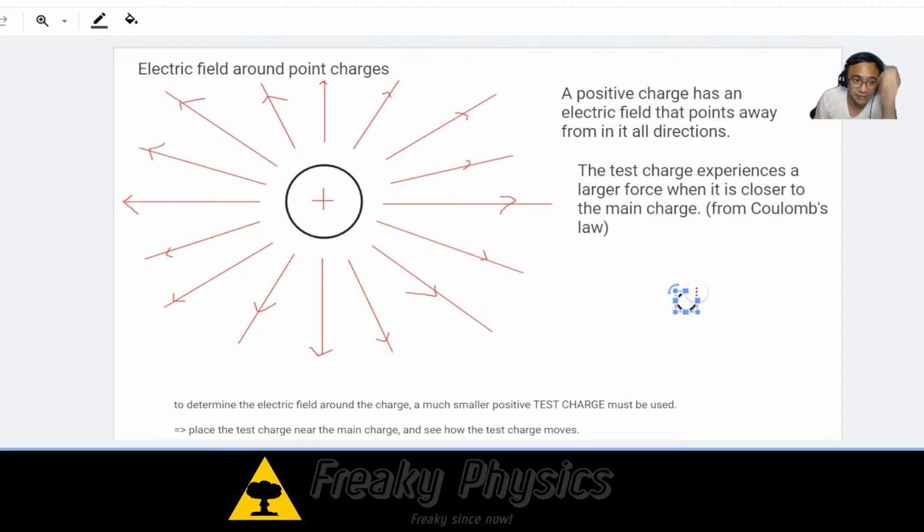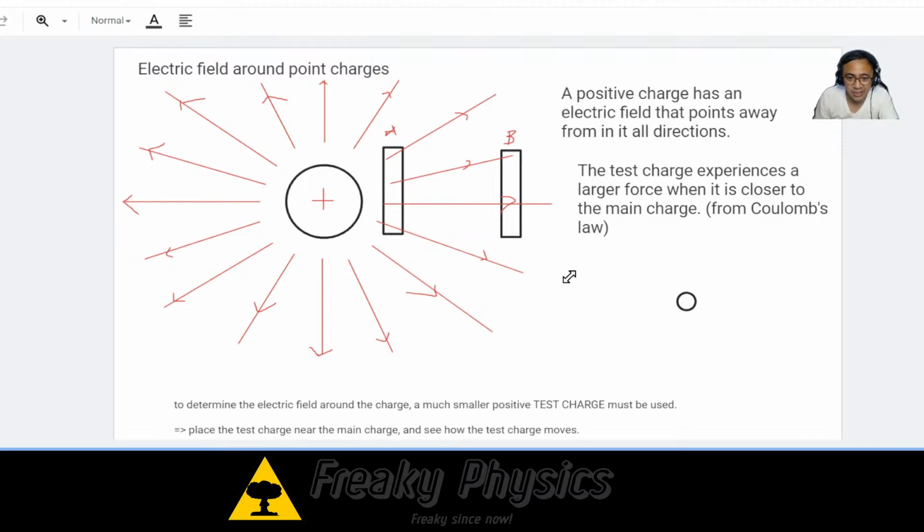I want to focus on one thing. Okay, I'm going to use a square here or a rectangle here. I want you to focus here and here. Okay, so let's call this region A and let's call this region B. Okay, now region A is closer than region B to the charge.